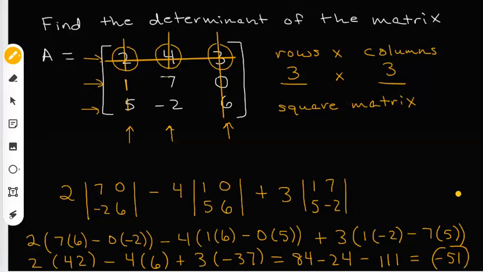So the determinant of a 3x3 tends to be a much longer process to get, but that's only because you have a new row and a new column. So that makes it a 3x3 determinant.